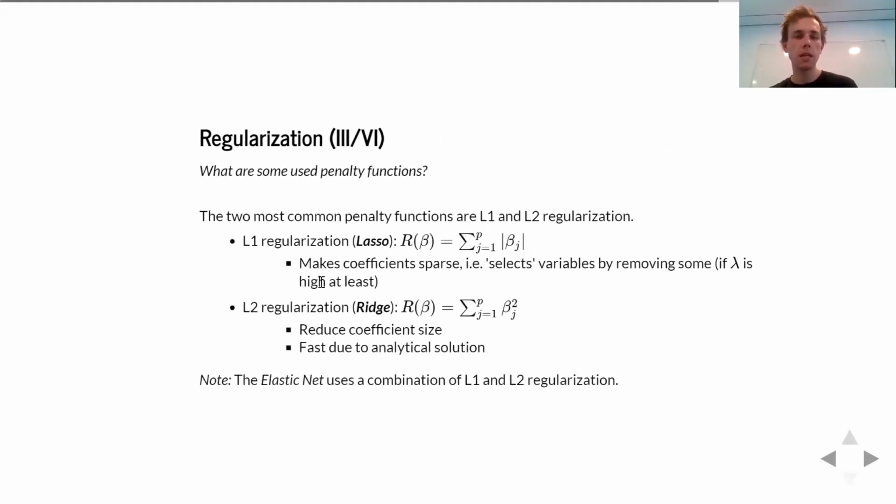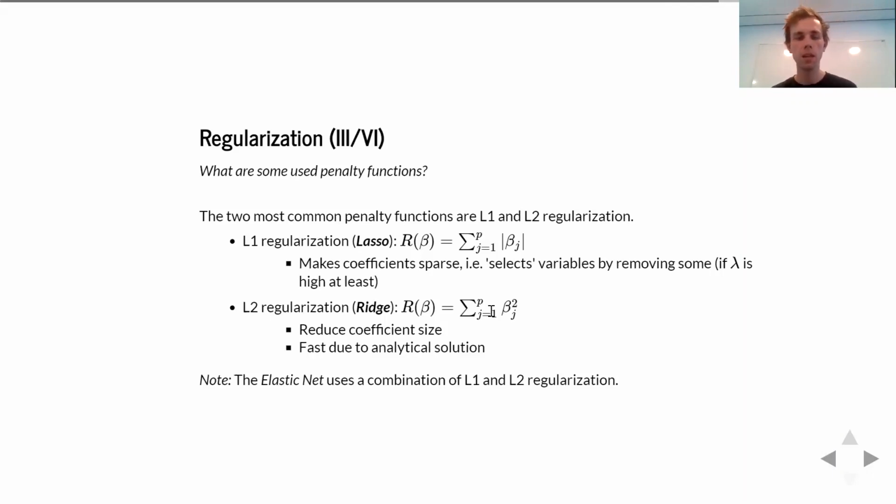Okay, and the second type of regularization is called ridge regression. So in this case, our penalty is the squared value of each coefficient, and what can be shown is that this reduces the coefficient size. So instead of just removing some coefficients, this will tend to reduce the coefficient size and basically attenuate the coefficients towards 0. And this can be done relatively fast relative to L1 regularization, because there is actually an analytical solution to this problem.